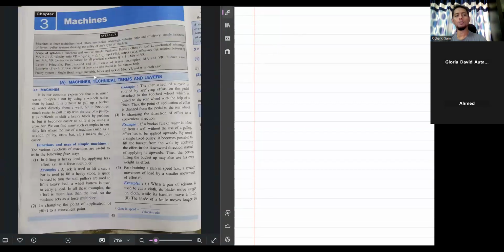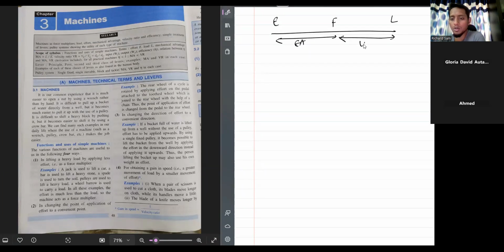Okay, when we talk about machines and use the formulas in this chapter, we are considering something like a lever, where there are three points. There is an effort at some point, there is a load at some point, and there is a fulcrum at a certain point. The distance between effort and the fulcrum is called the effort arm. The distance between fulcrum and load is the load arm.